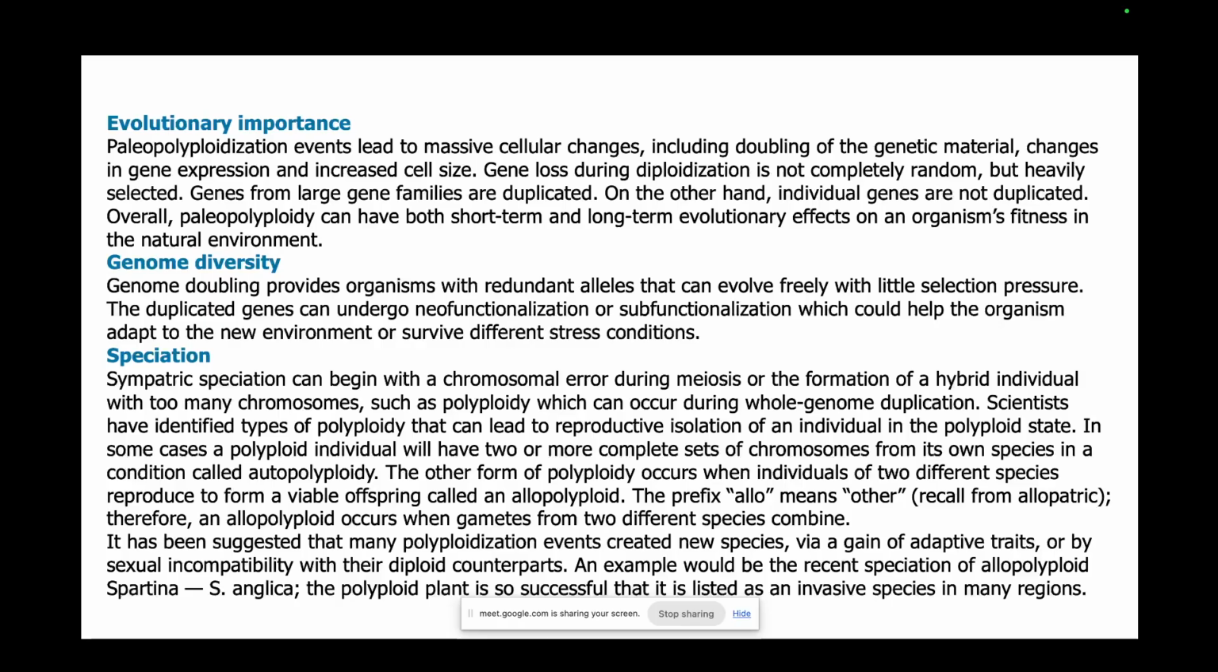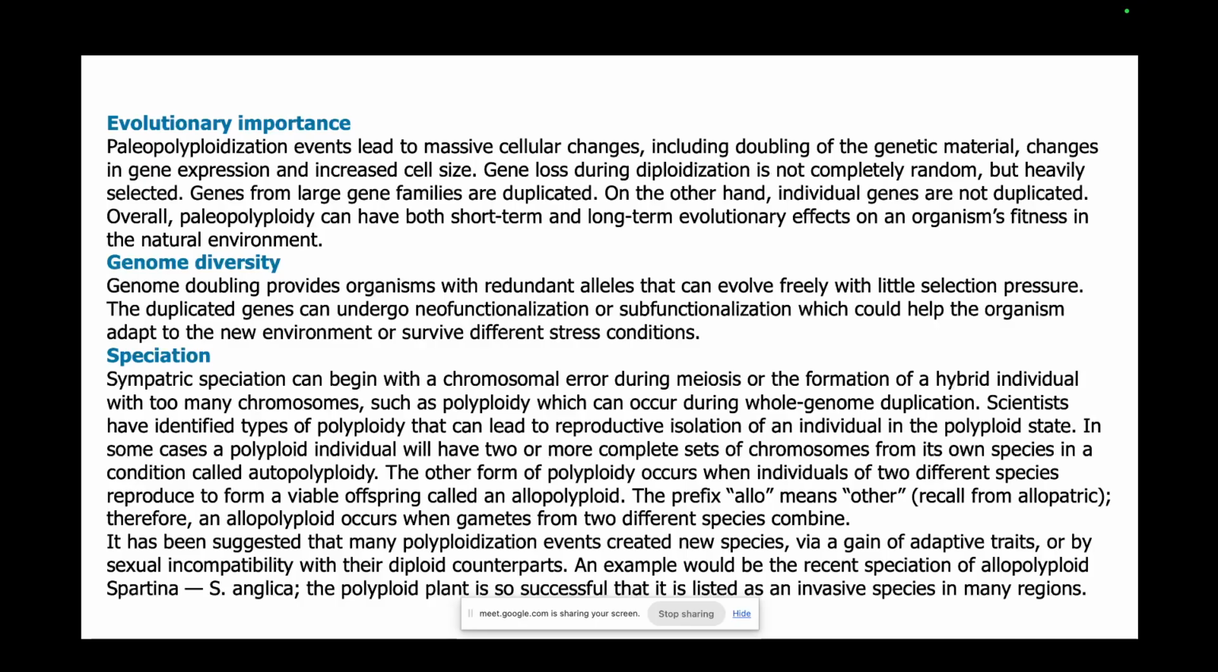And also, if it does not cause a disease, this is actually very helpful. But if it causes a disease like Down syndrome, this is actually not great. It'll be negatively selected. Genome doubling provides organisms with redundant alleles that can evolve freely with little selection pressure. As I was saying, if you have multiple copies of the same gene, if one gene gets mutated or truncated or knocked out, you wouldn't mind because there are other copies of the same gene to take up its function.